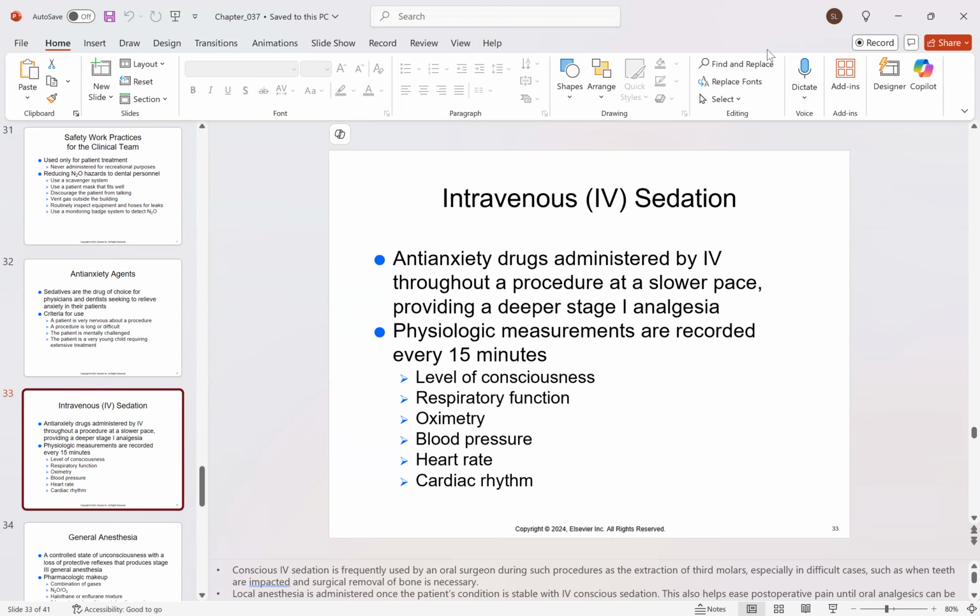Next, we'll talk about IV sedation. This is an anti-anxiety drug administered by IV throughout a procedure at a slower pace, providing a deeper stage 1 anesthesia. Physiologic measures are recorded every 15 minutes. So we'll record the level of consciousness, respiratory function, oxygen saturation, blood pressure, heart rate, and cardiac rhythm.